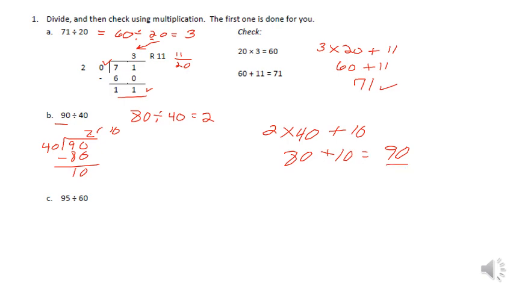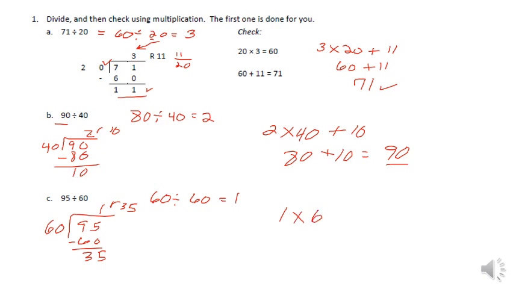On C, for our estimation, we start with 60 and now 95. We can see that our multiples would be 60 and 120. So the closest multiple is going to be 60. So it can be 1. So let's try 95 divided by 60. We go one time. 1 times 60 is 60 with a remainder of 35. So to check it, I can do 1 times 60 plus 35, which is 60 plus 35, which gives us 95.